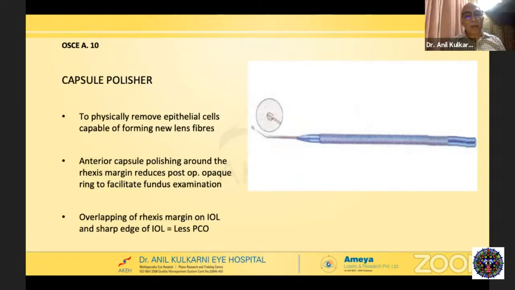And the overlapping of rhexis margin on IOL and sharp edge of IOL are the two additional points which reduce the posterior capsular opacification.